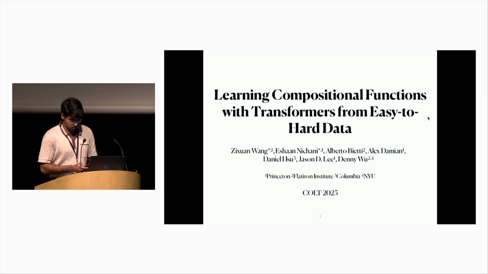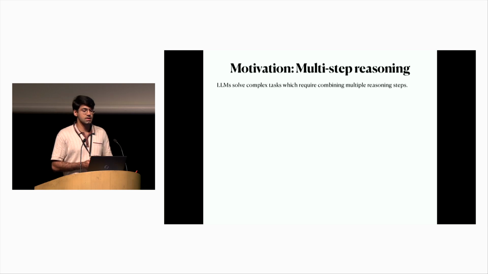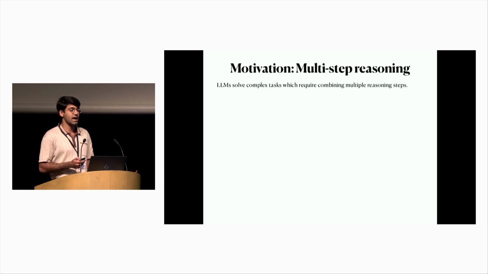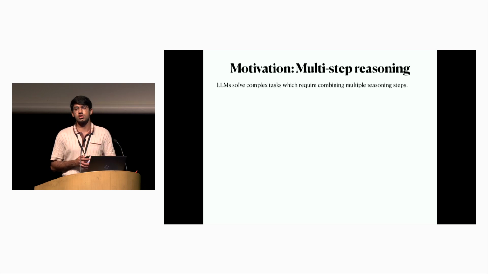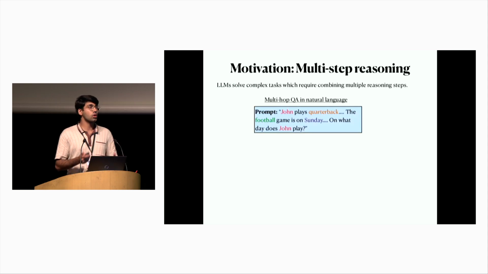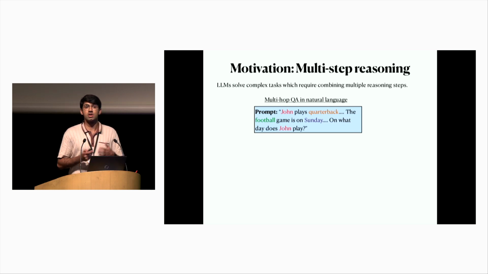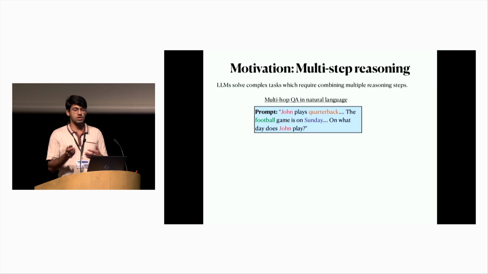So, the motivation for our talk is the multi-step reasoning capabilities of current language models. As anyone who's interacted with an LLM probably realizes, LLMs are very good at solving complex tasks which require combining multiple intermediate reasoning steps. What do I mean by this? One example is in natural language. You might have a paragraph of a story, like John plays quarterback, the football game is on Sunday, on what day does John play? An LLM needs to make deductive reasonings about this paragraph in order to output the correct answer.